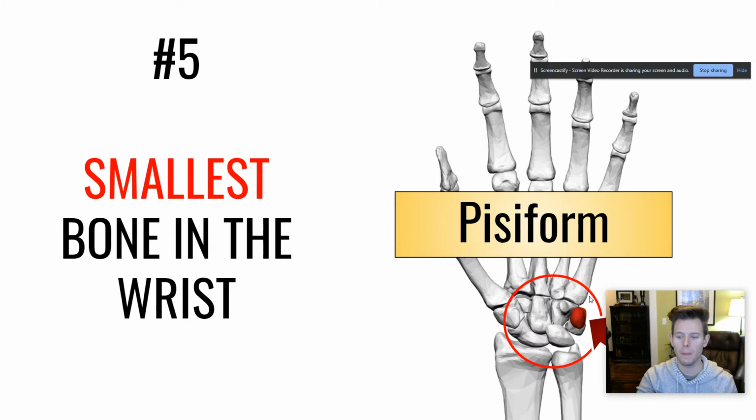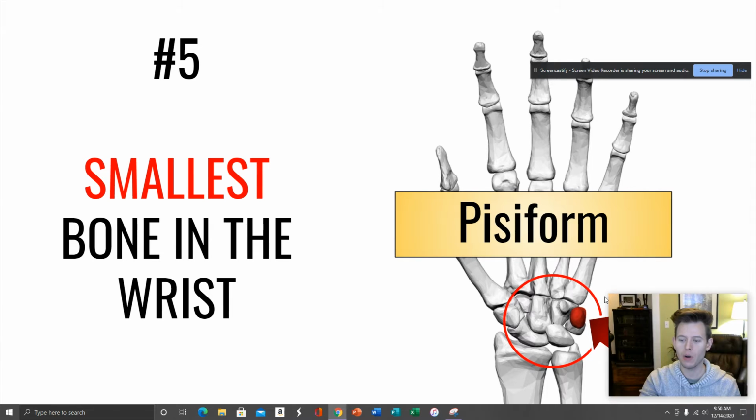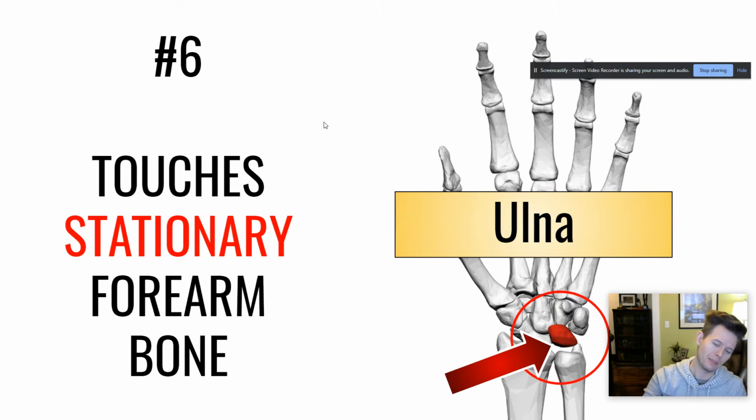Number 5, pisiform. It's my favorite. It just sounds funny. It is the smallest wrist bone. It's located on the side of your wrist right here, this little tiny projection. I always think of it like a little bone that's angry and has a Napoleon complex. It's angry because its form is so small. In fact, it's pissed about it. It's pisiform. Makes sense.